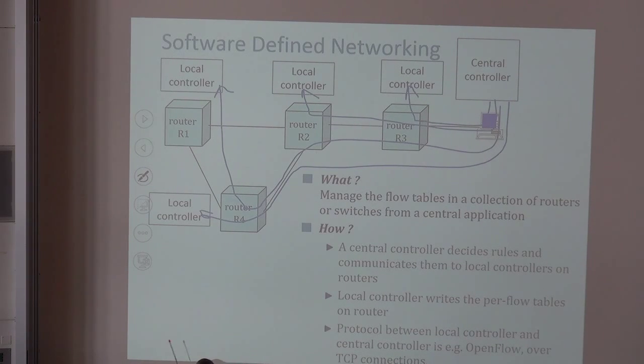If you think about it, this is considerably less intelligent than distance vector routing. You have a central controller that has a map of the network, knows what to do, computes the rules that will achieve this.